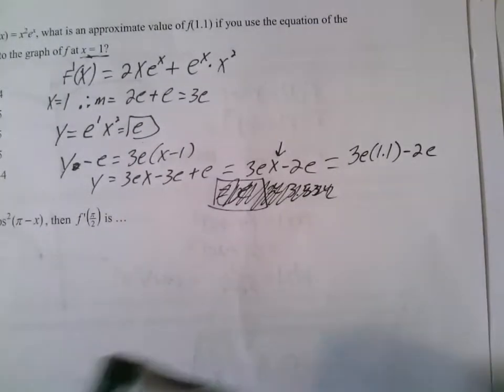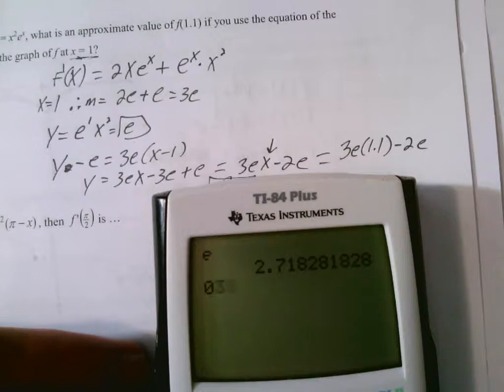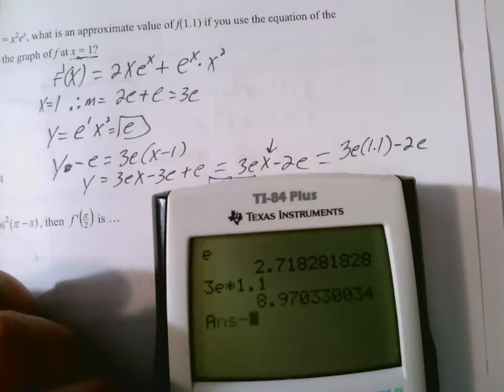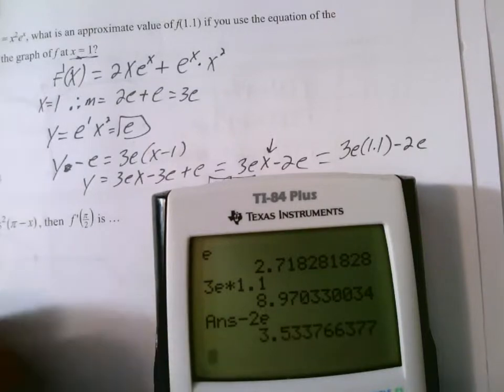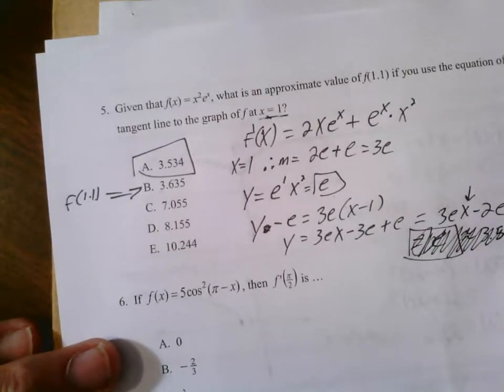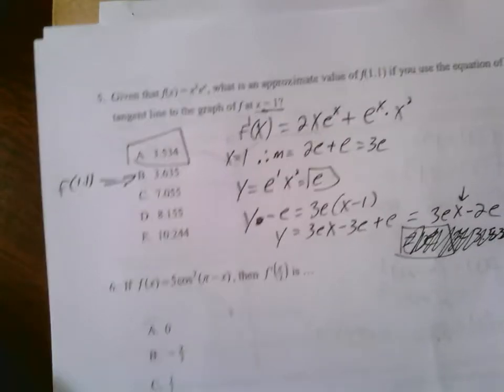The answer, of course, is going to be A. 3e times 1.1 equals minus 2e, 3.533. Okay. Sorry about my mistake. Don't do the same thing.